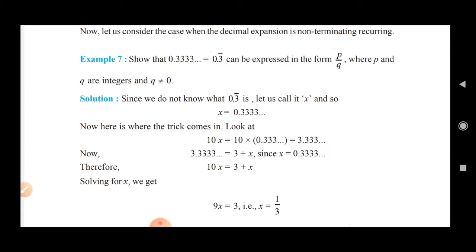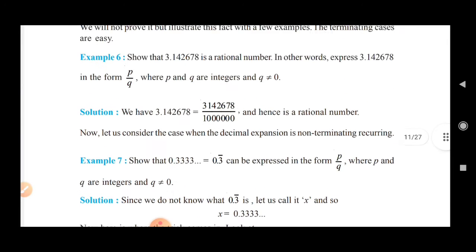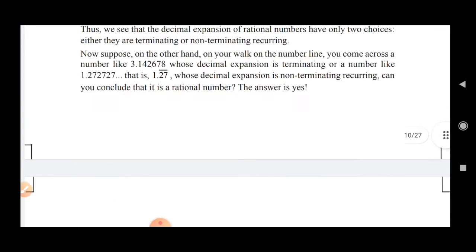In this class, we are going to discuss the first chapter of class 9 mathematics. In the last class, we had discussed up to exercise 1.1. Now in this class, we are going to discuss exercise 1.3. Before moving on to the exercise, you can see there are two special cases on page number 10.